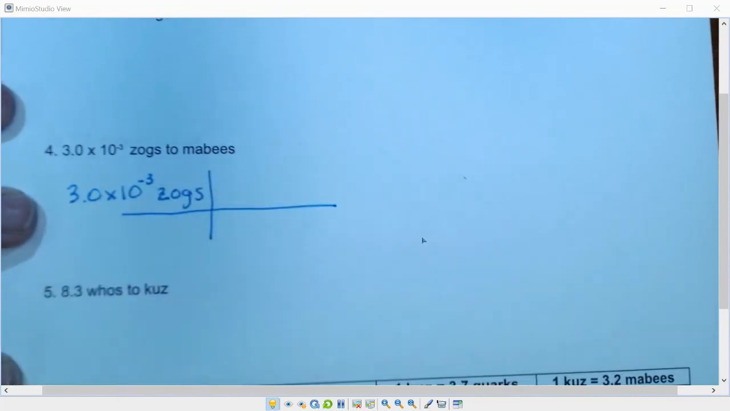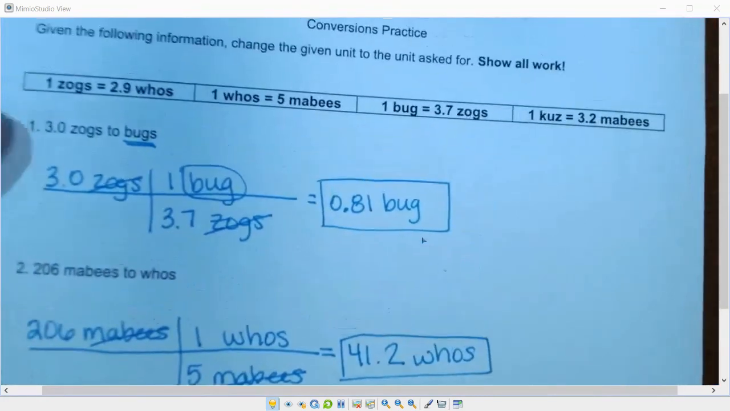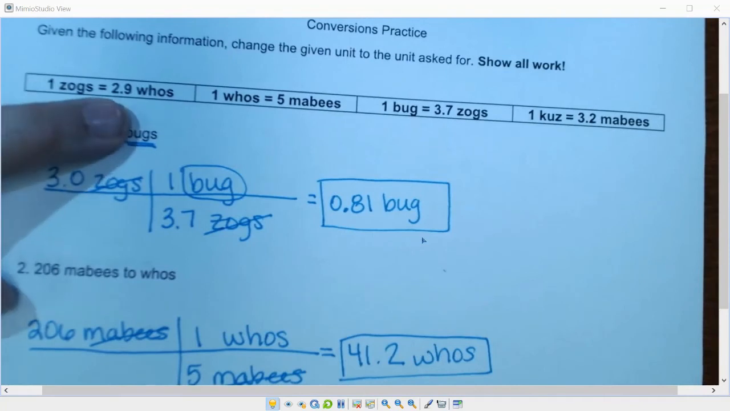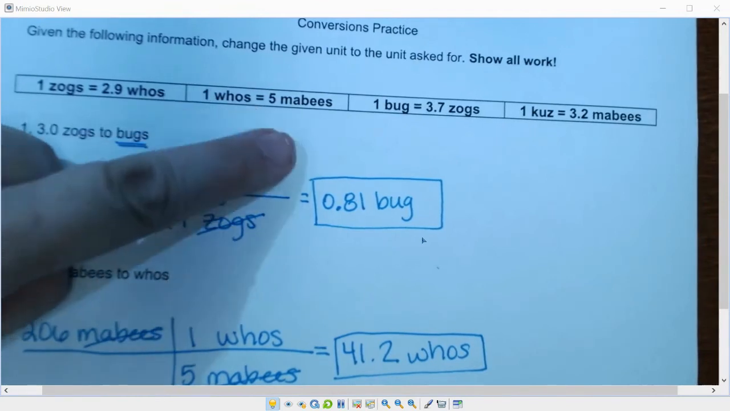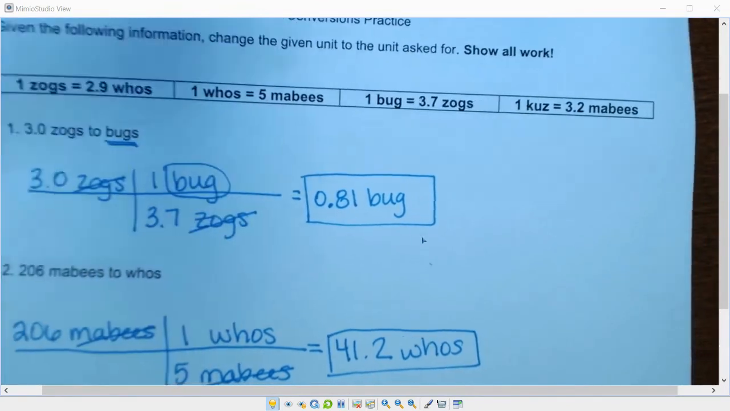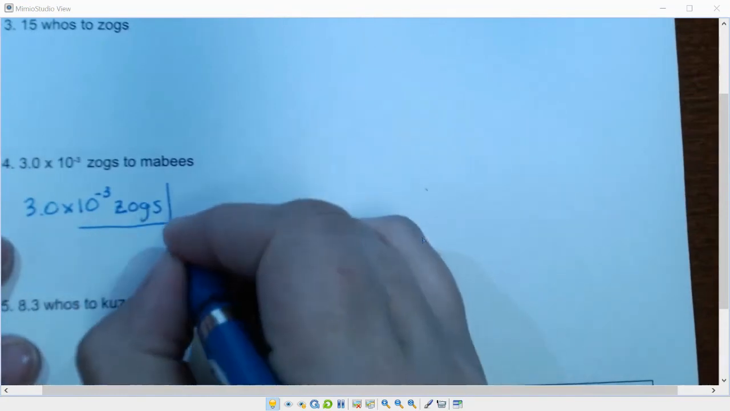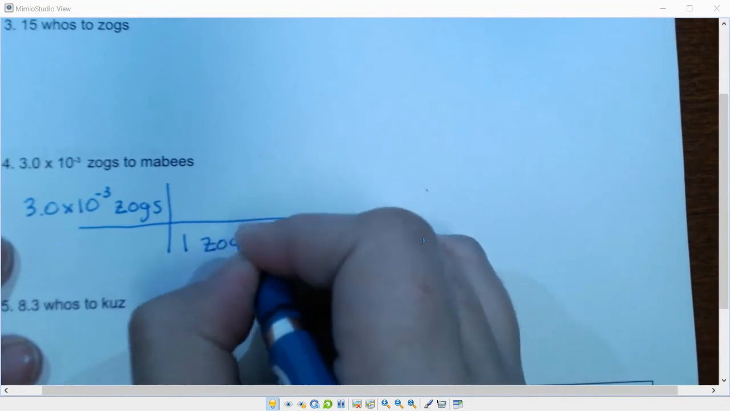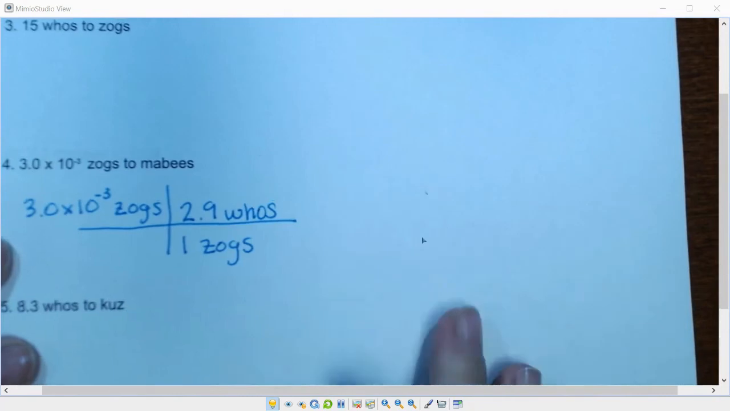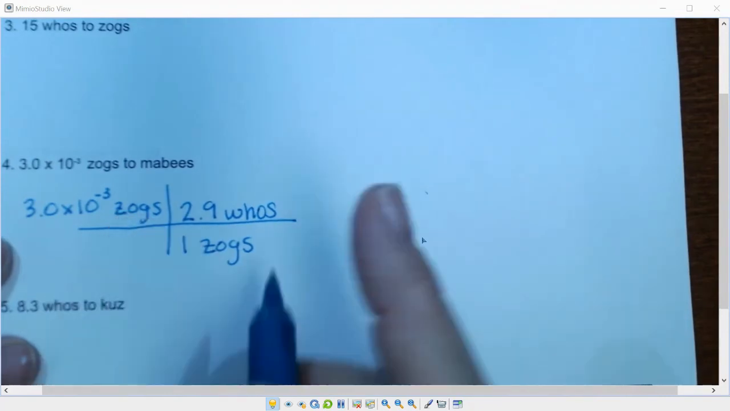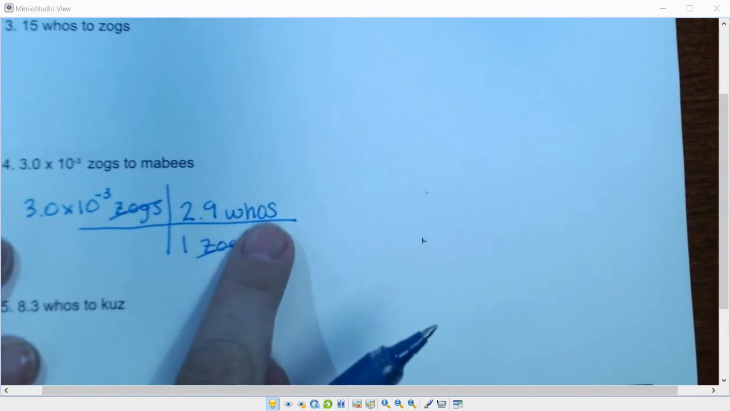Let's set up a train track. I'm going to get rid of zogs, and I said I need to convert zogs to who's first, and then I'm going to take who's and convert them to maybes because I have a connection there. I have a conversion factor or an equality for that. So I'm going to get rid of my zogs, and that conversion was for every 1 zog, that is 2.9 who's. So that is me getting rid of zogs by canceling here and converting it to the unit of who's.